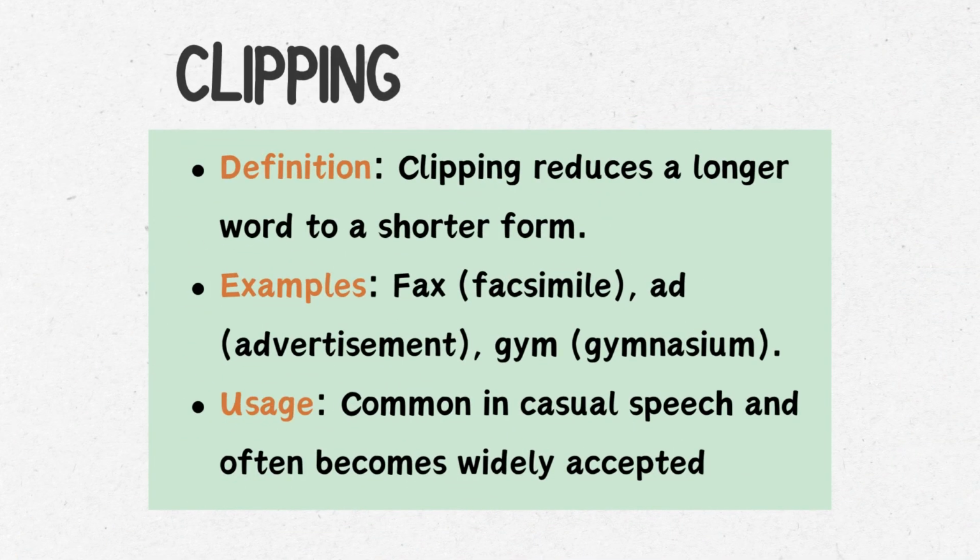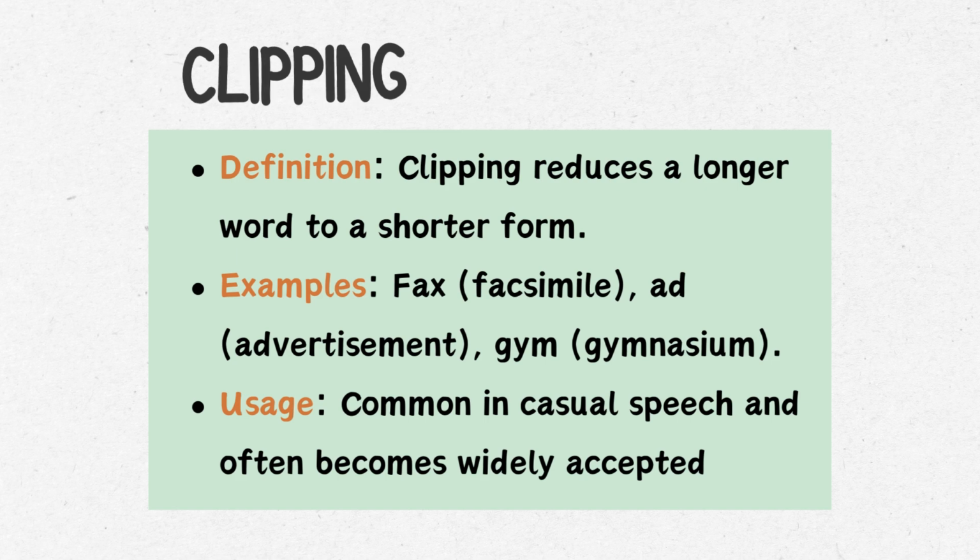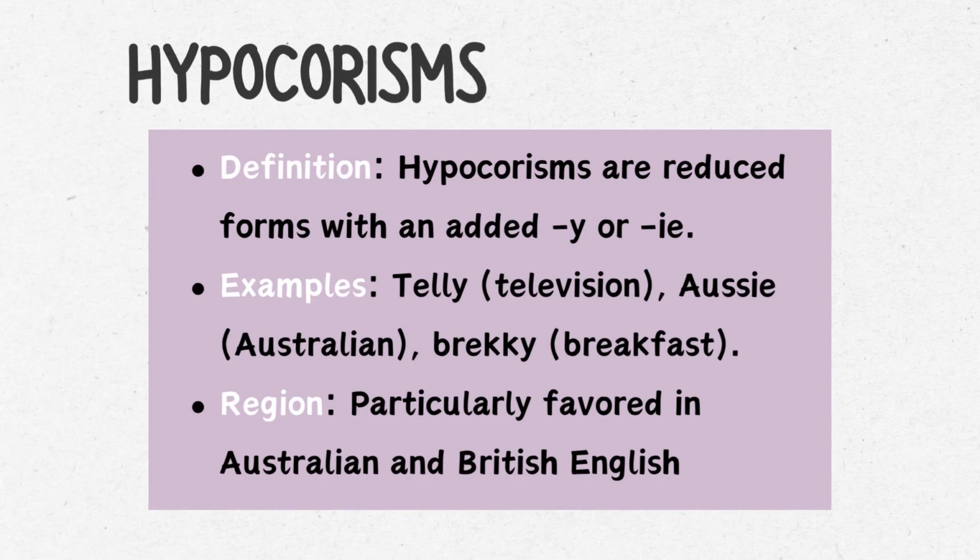In the next section, we'll discuss the process of clipping. Clipping reduces a longer word into a shorter form. For example, fax from facsimile, ad from advertisement, and gym from gymnasium. These are common in casual speech and often become widely accepted. These are commonly acceptable and used widely in casual speech.